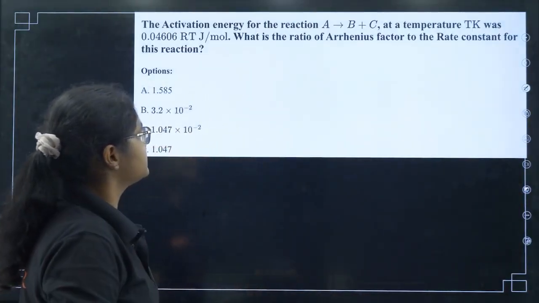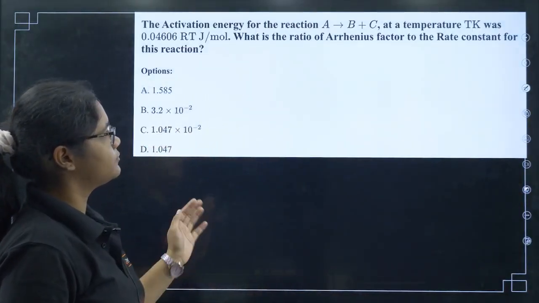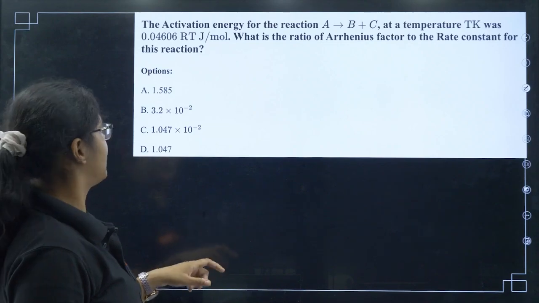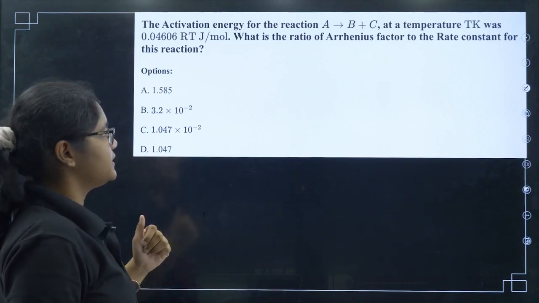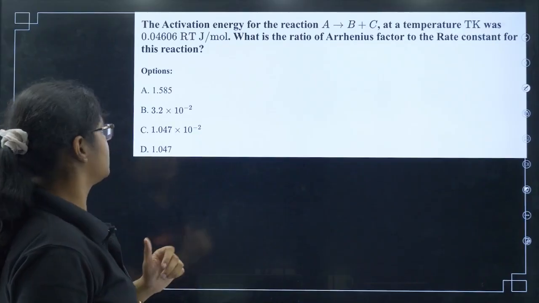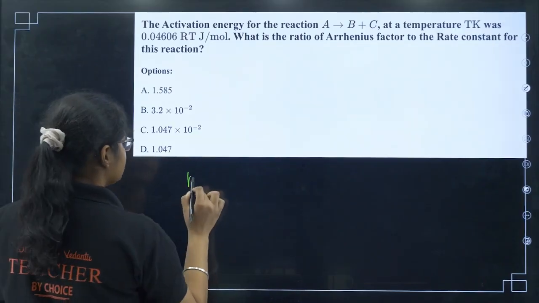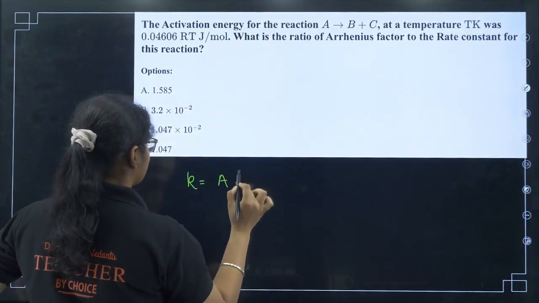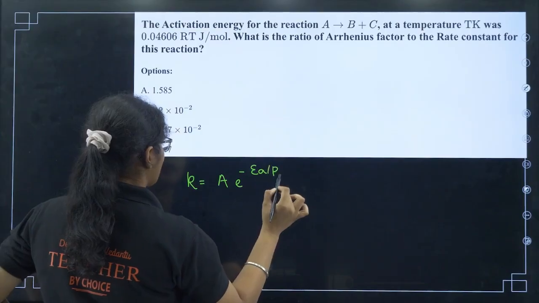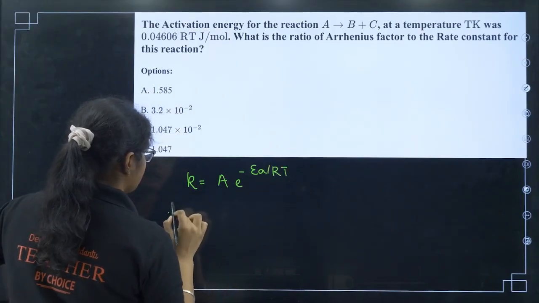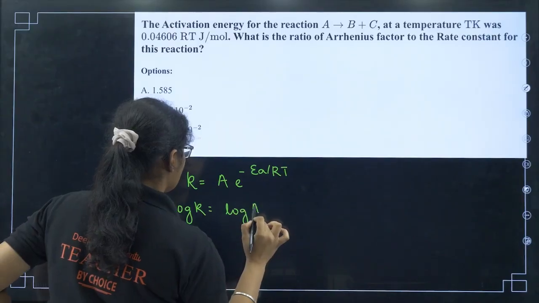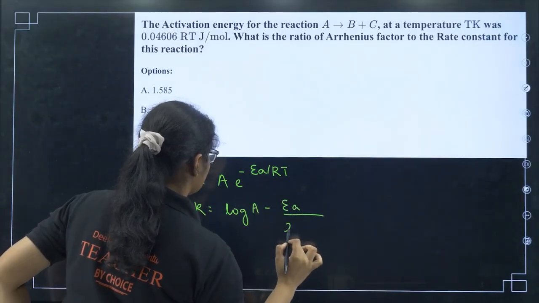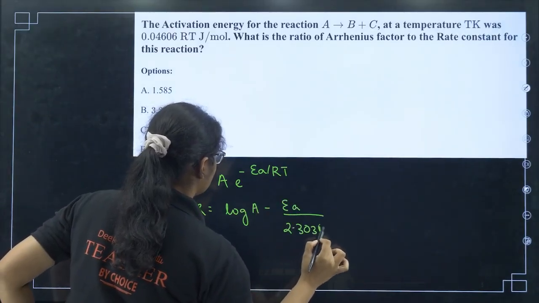Next, the activation energy for the reaction A2 gives you B plus C at a temperature T Kelvin was 0.04606 RT. What is the ratio of Arrhenius factor to the rate constant of the reaction? Okay, so we have this equation K equal to A into e to the power of minus EA by RT. Now if I just write down log K is equal to log A minus EA by 2.303 RT.